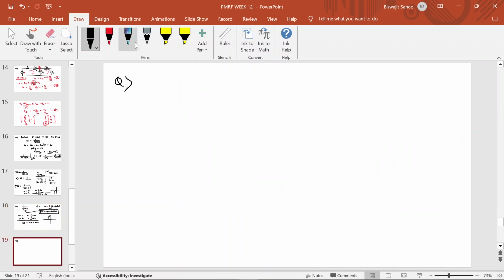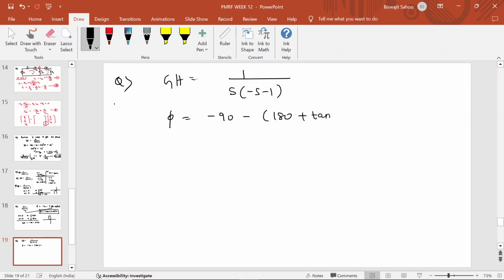Come to the next question. The next question I give is 1 divided by s into minus s minus 1. So find out what is the phase phi. Minus 90 minus 180 plus tan inverse omega, right? So it will be minus 270 plus tan inverse omega. This is the total angle contribution.